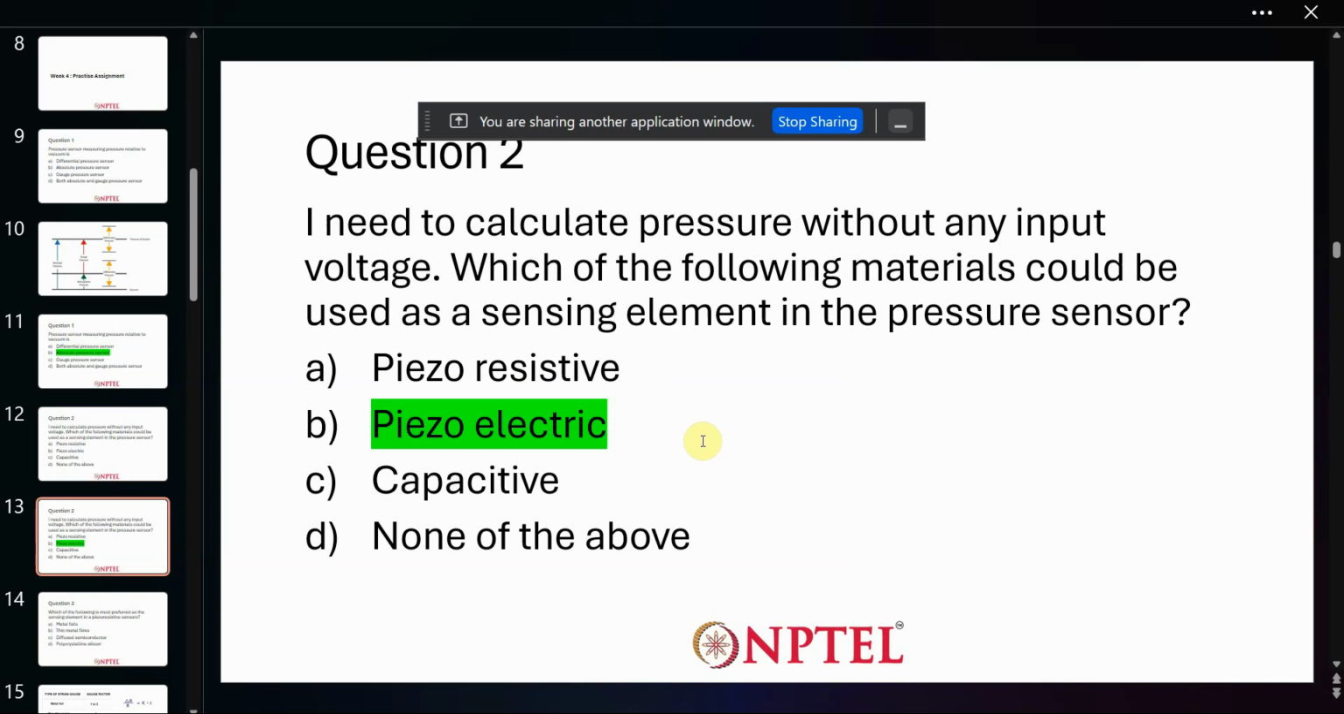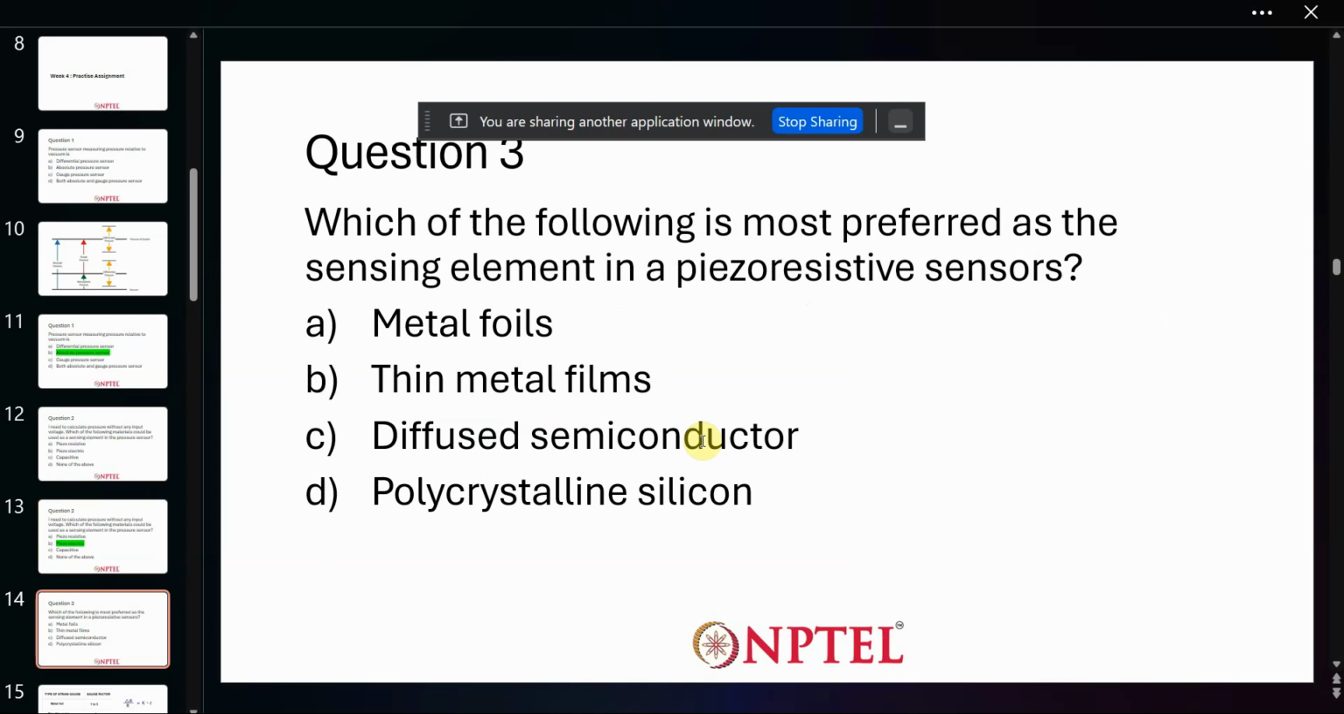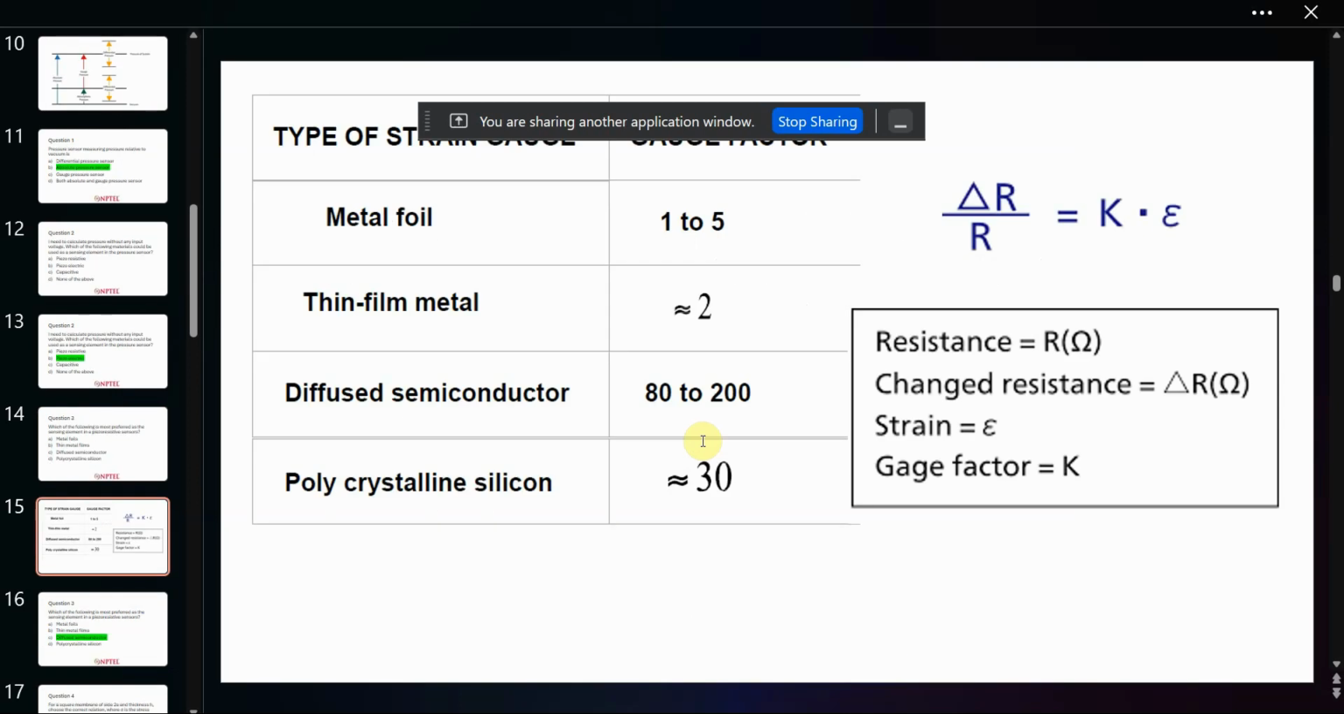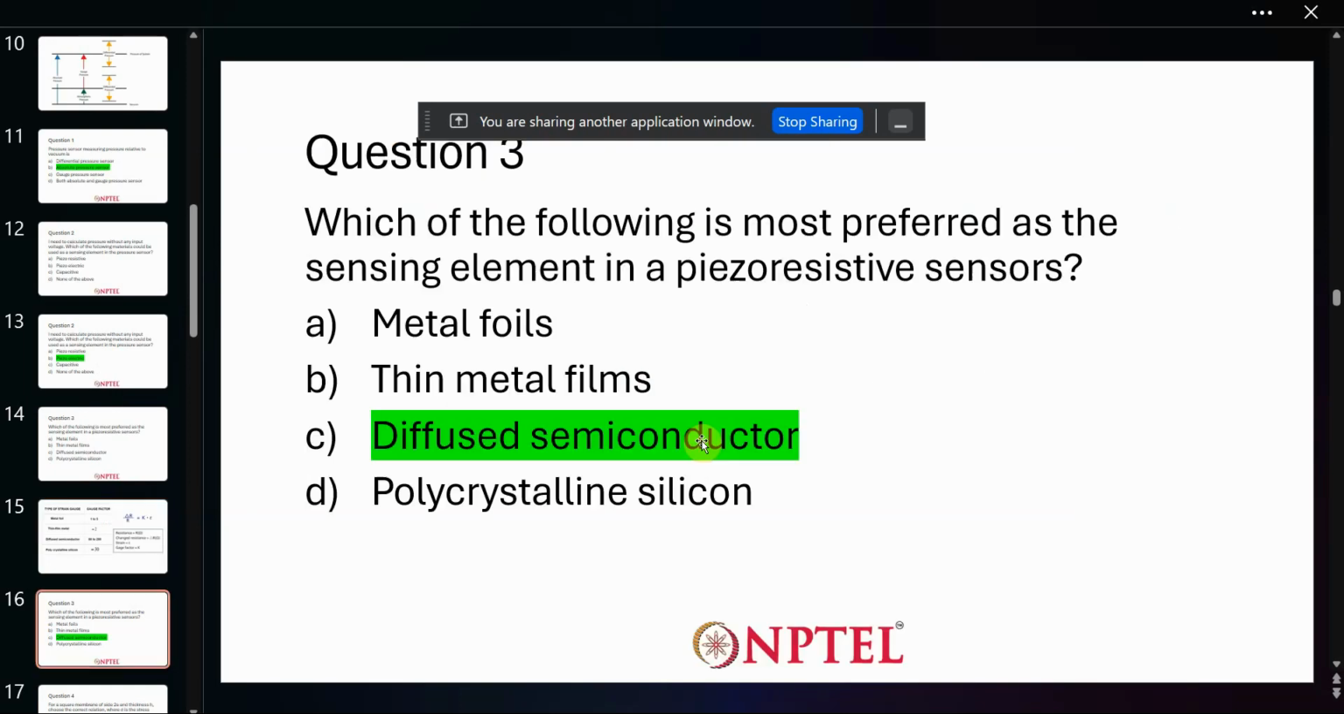Why in this application will you use a piezoelectric sensing element? Question 3: which of the following is the most preferred sensing element in piezoresistive sensors? Metal foils, thin metal films, diffuse semiconductor, polycrystalline silicon. Our aim is to have the highest gauge factor possible. When the gauge factor is high, the amplification is high, so even small strains can be amplified, and you get a vast change in resistance even at very small strains. That is what you want from a pressure sensor. So you will use diffuse semiconductor because it has the highest gauge factor.